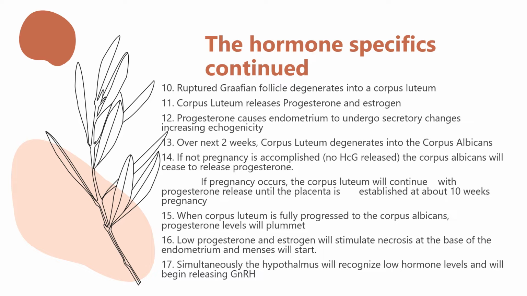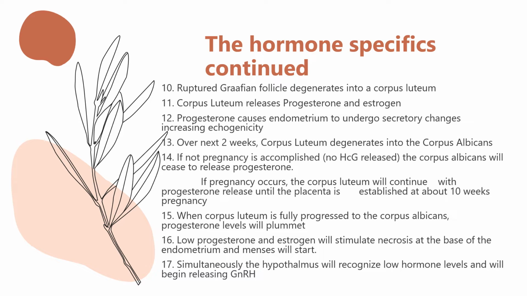So at this point, we've got high levels of progesterone and estrogen in the bloodstream, low levels of FSH and LH. The endometrium is becoming very glandular and echogenic, and the ovary contains this corpus luteum that is releasing the hormones, but over time is degenerating. Now, at the end of about 2 weeks of existing, that corpus luteum is going to degenerate all the way into what we call the corpus albicans.